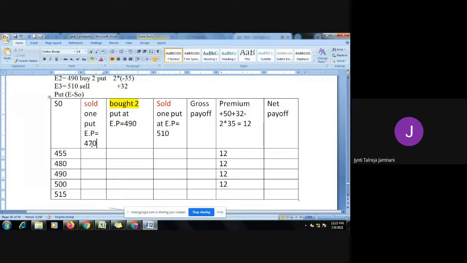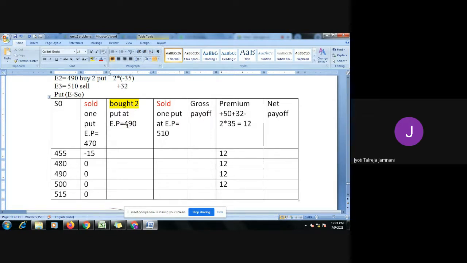So 470 minus 455, you get 15 rupees. 470 minus 480, it is minus 10. So we lapse this option. 470 minus 490, all we are getting minus, so we lapse it. Now remember, we have sold this. So wherever there is red color sold, we have to put a minus sign for the gain because this is not our gain, it's the other party's gain. Again, now we'll do the bought one.